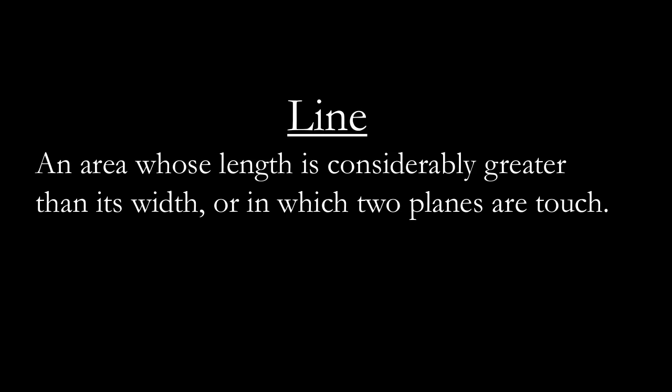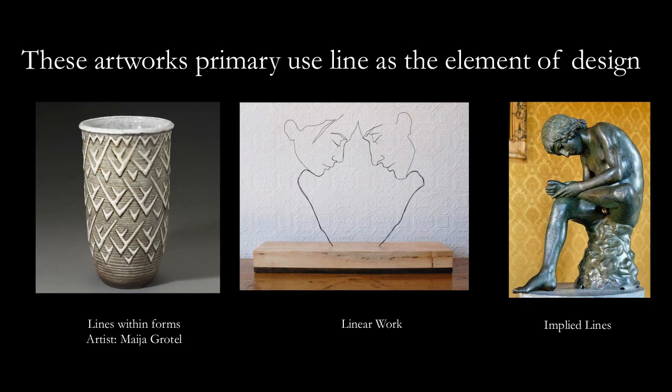So what is line? An area whose length is considerably greater than its width, or in which two planes are touched. Okay. Now, I'm going to go ahead and show you guys some artwork that uses line. As we go through it, and I give you a little bit of a definition, this is just a little taste of all the elements of design. In further chapters, we're going to break this down one by one. So again, I'm just giving you a little bit of what each element of design means.